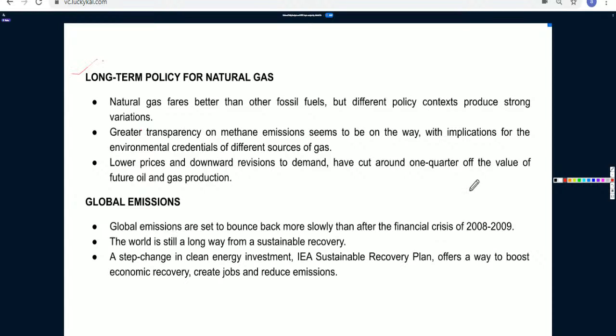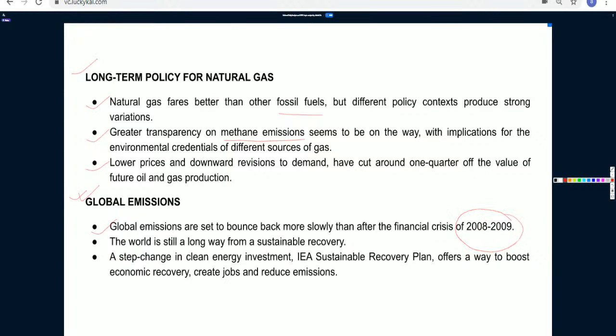Now let us move to the next part of this particular report. If we talk about long-term policy for natural gas, natural gas fares better than other fossil fuels, but different policy contexts produce strong variations. Greater transparency on methane emissions seems to be on the way, with implications for environmental credentials for different sources of gas. Lower prices and downward revision to demand have cut around a quarter of the value of future oil and gas production. If we talk about global emissions, they are set to bounce back more slowly than after the financial crisis of 2008-09.